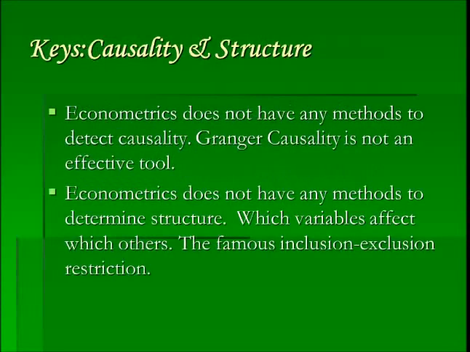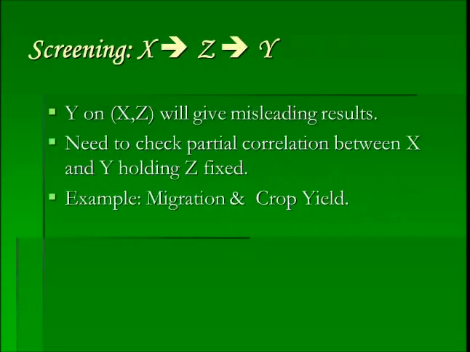One of these methods is called screening. So in causal structures, sometimes you have this kind of structure that X causes Z, which causes Y. Now, typically, this is called a path diagram. Economists don't study path diagrams. In this kind of situation, we would say that both X and Z are causes of Y, and so you can regress Y on X and Z, and this will give very misleading results. And this is very commonly done.